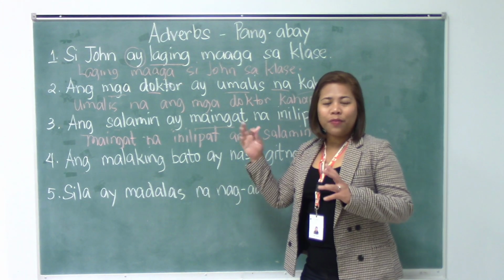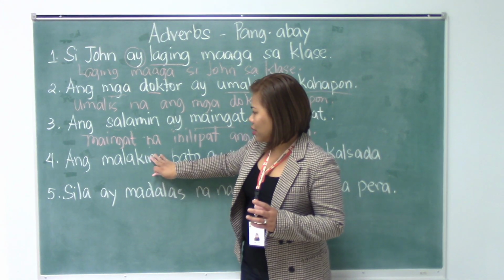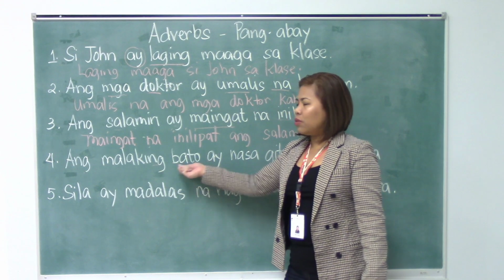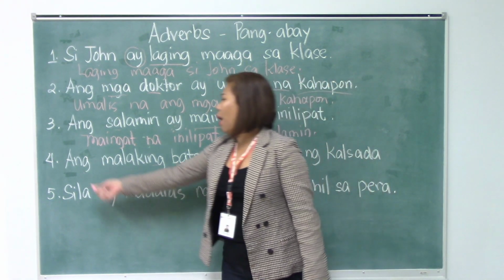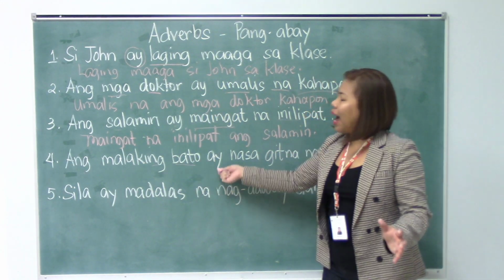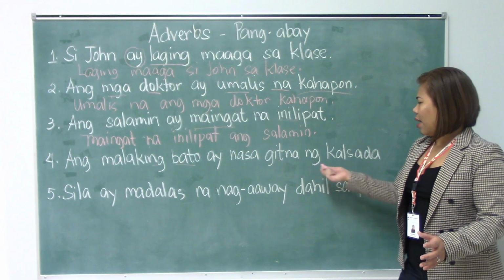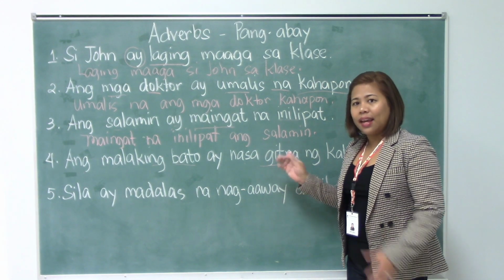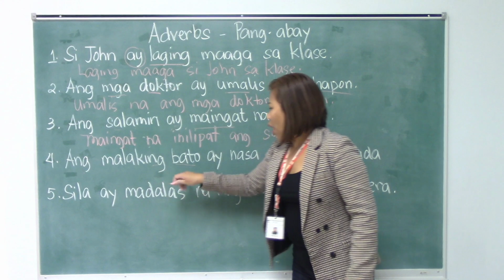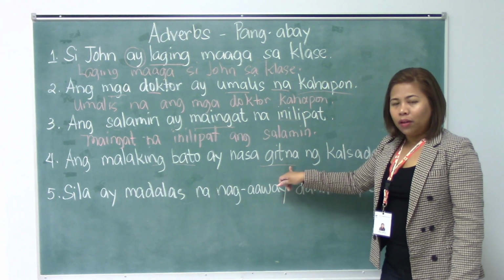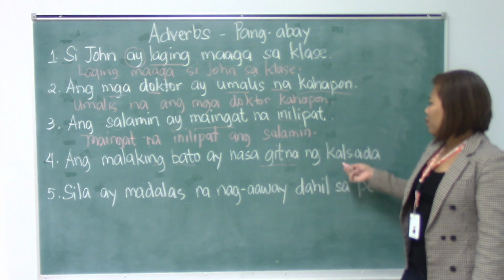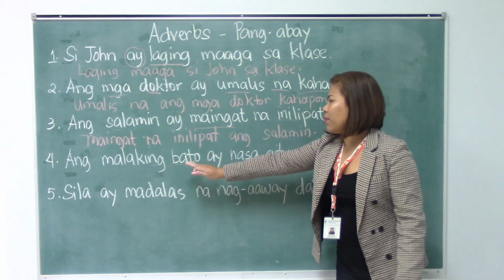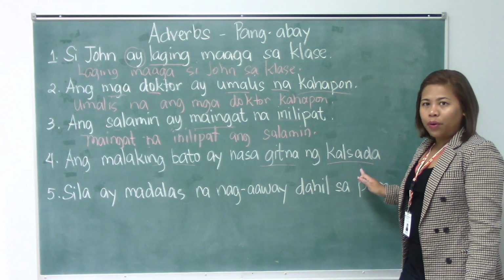Ang malaki. Are you familiar with the word malaki? Not with the NG, just up to there. Malaki means big. NG is just a connector. It connects the size to this one. Bato means rock. So, ang malaking bato ay nasa gitna ng kalsada. Our adverb is this one, the adverb of place: gitna, in the middle. Kalsada is road. So, the big rock is in the middle of the road.